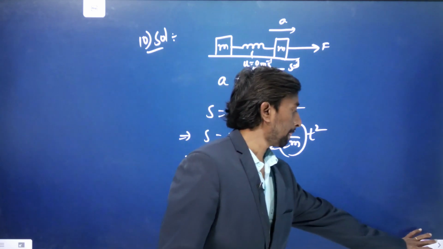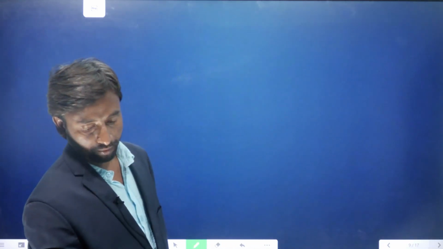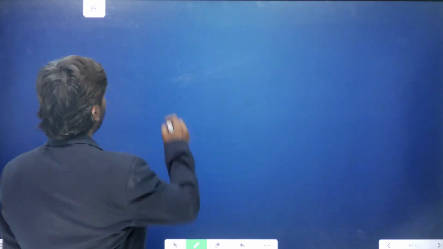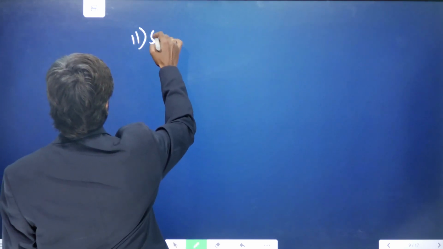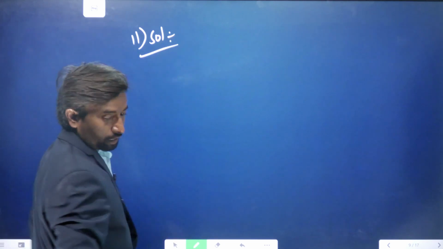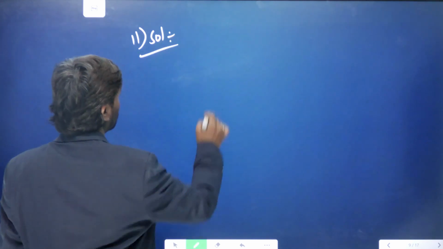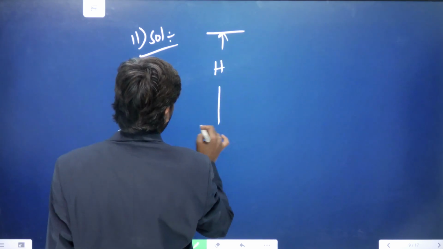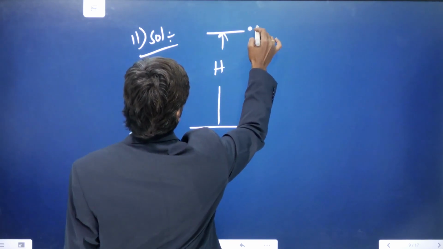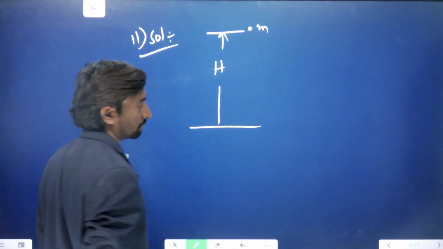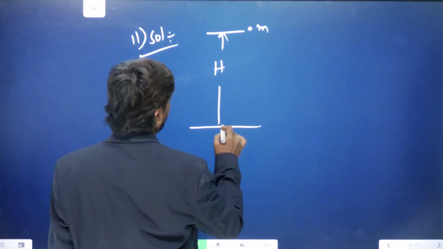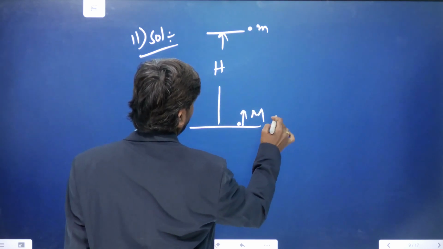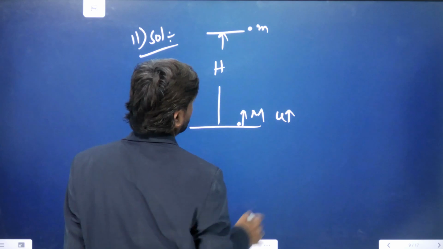Next, the 11th one. A body of mass m. See here, the 11th one is like this. A body of a smaller mass is dropped from a certain height. So this is the height from which it has been dropped, the smaller mass block. And another block of mass, capital M, is thrown with velocity u vertically upwards.